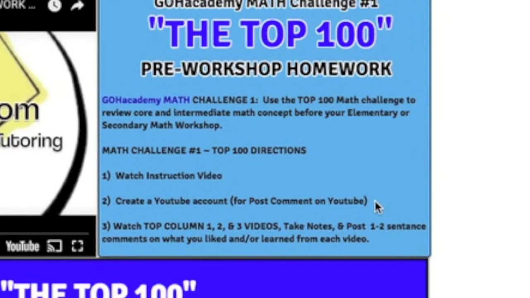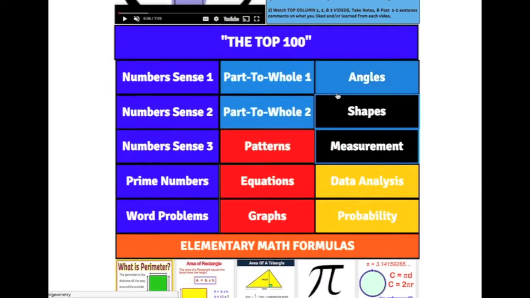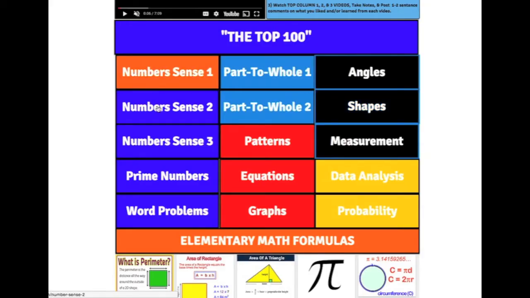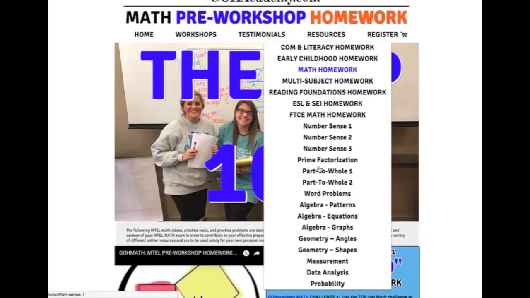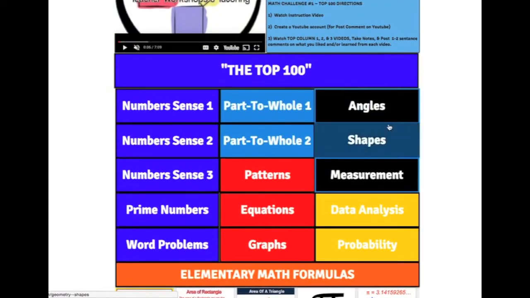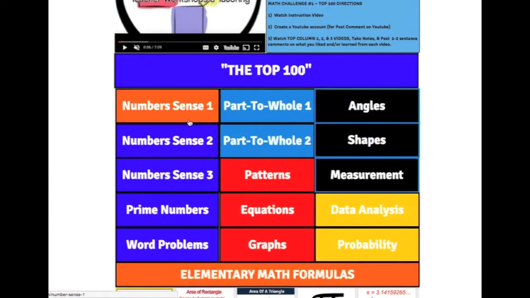Now the top 100 are video tutorials designed to help you review core math before attending the class. We've made shortcuts to these videos here. You can go to the first one, number sense 1, 2, 3, prime factorization, part to whole 1 or 2 here by just pressing on it, or you can go back to the top of the page and get to those same pages under resources: number sense 1, 2, 3, prime factorization, part to whole 1 and 2. So you can get to those either way. You can use the links here or at the top of the resource page.